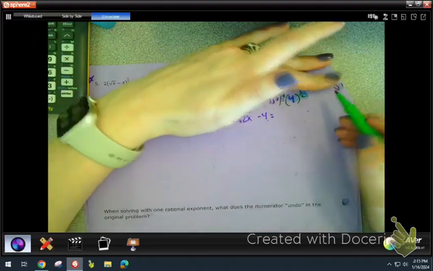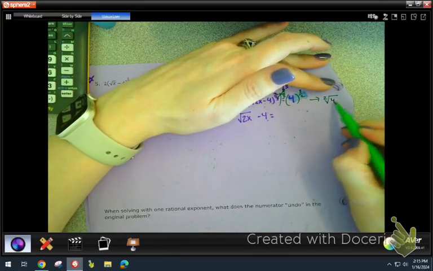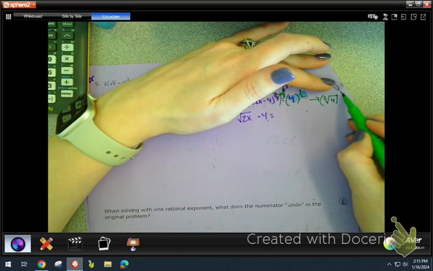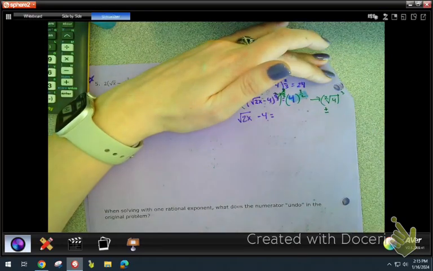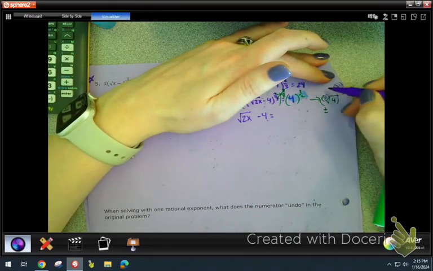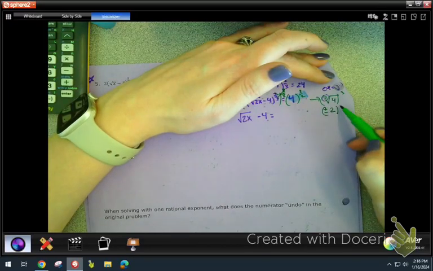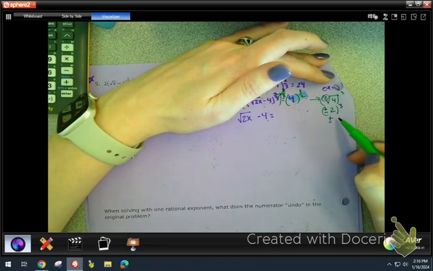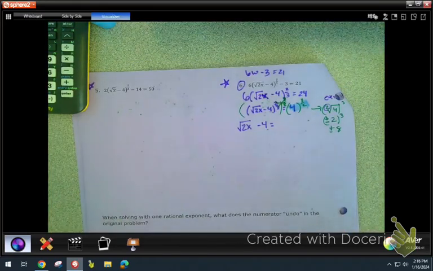What type of root am I taking? Square root. What kind of root is that? Even. So what do I need? Plus or minus. What is the square root of 4? 2. What is 2 to the 3rd power? So I'm looking at plus or minus 8. Okay? Y'all with me from here?